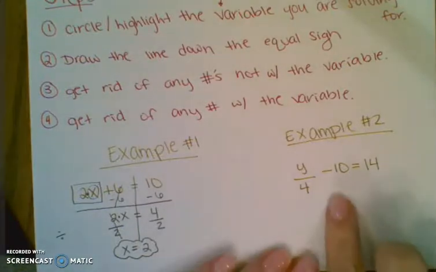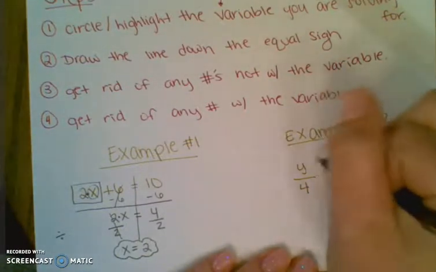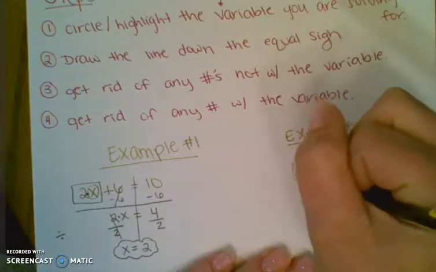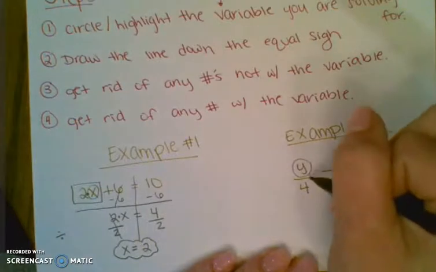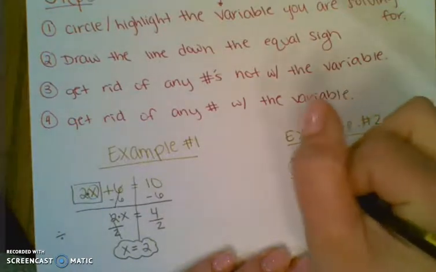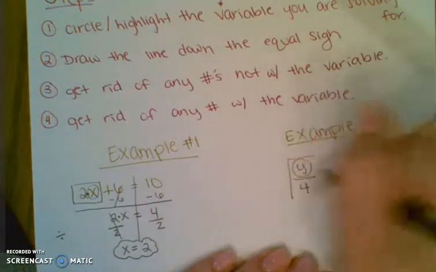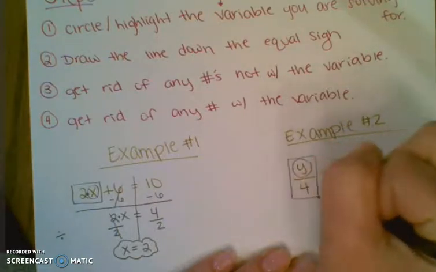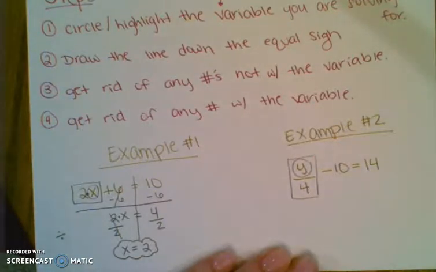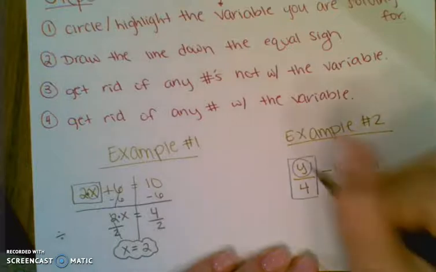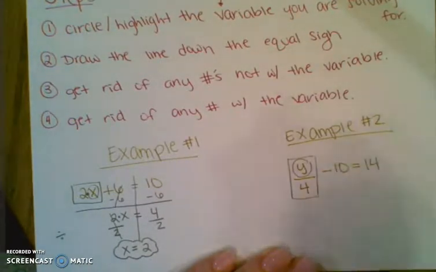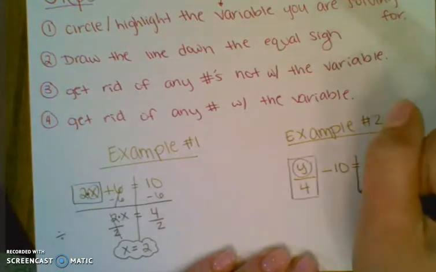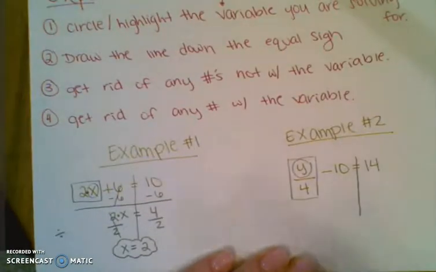Our other example is still, so I need my variable. Okay, so this is what I'm looking for, my y. Okay, this divided by 4, this is all one thing right now. Okay, none of that can be messed with because it's in this little box, divided by 4. Okay, the 10 is not part of that. So draw my line.